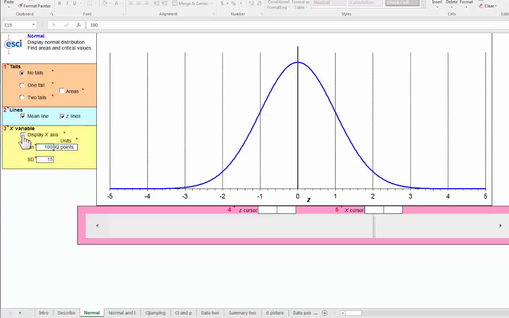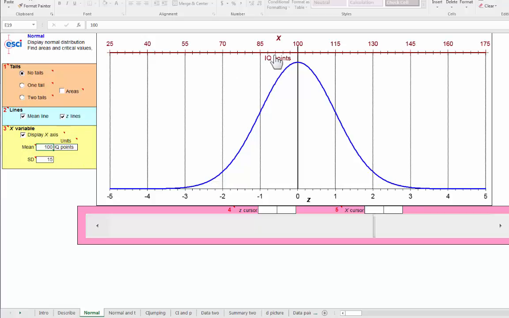Now I can turn on another axis, the x-axis, which is showing in this case IQ scores, so with mean 100 and with standard deviation of 15. And so as you use those formulas to translate backwards and forwards between x and z, then you are simply translating between this upper axis and the lower axis.